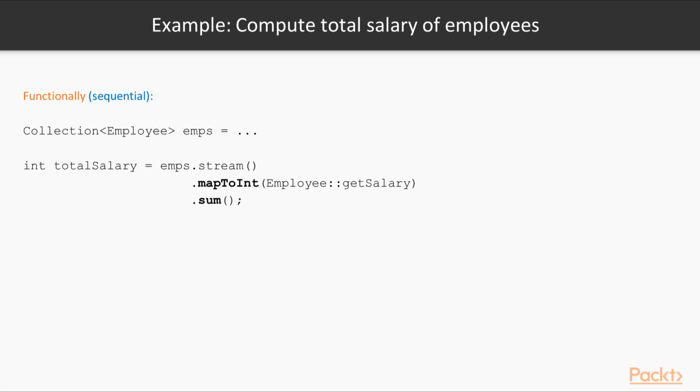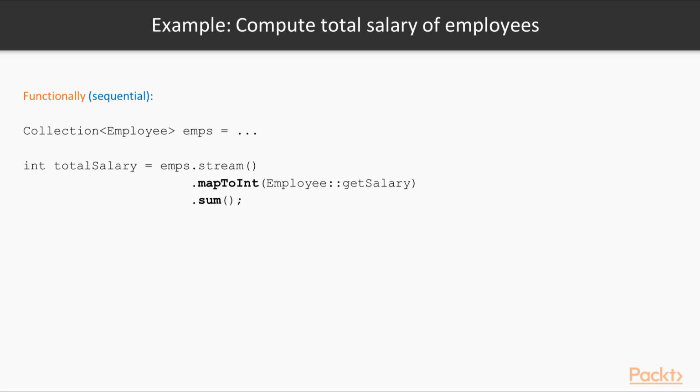Now, let's consider the following example. We want to compute the total salary of a set of employees, of a collection of employees. First, let's solve it with a stateless sequential stream. And by stateless, I mean that we're only passing stateless functions to the stream operations. And as you can see, it's extremely simple to perform this operation.